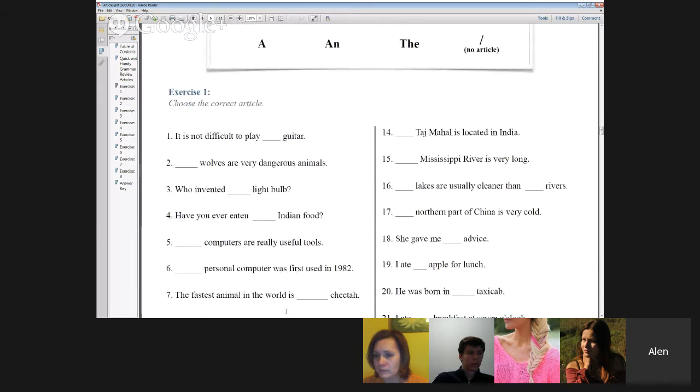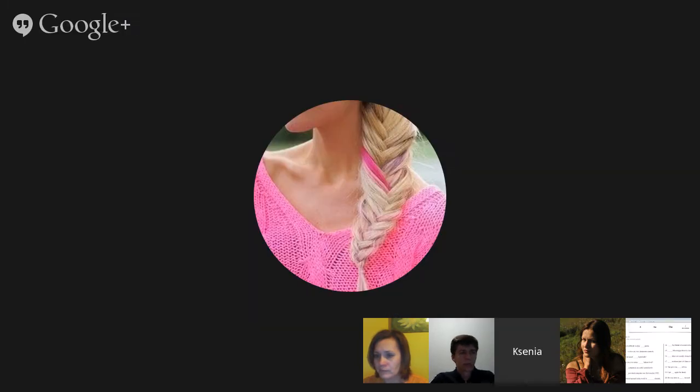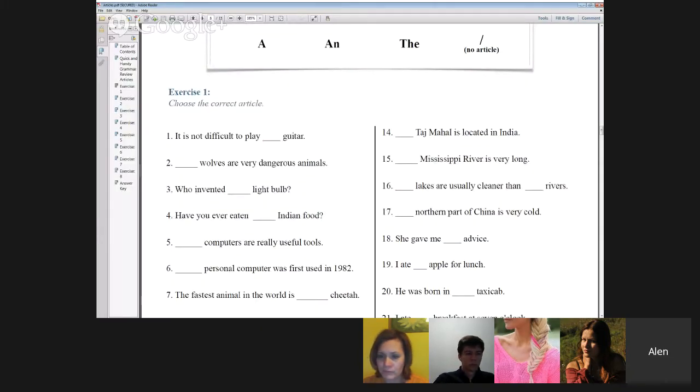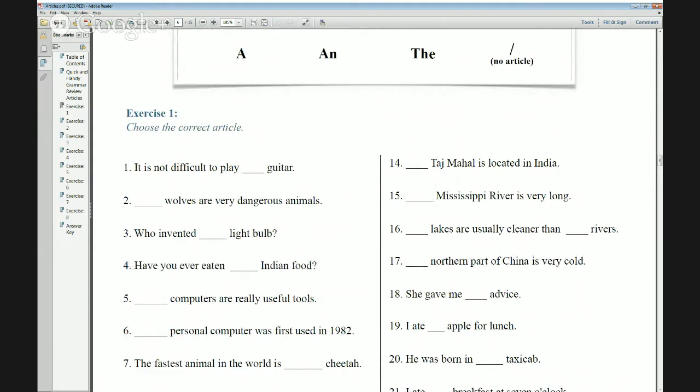The Taj Mahal is located in India. Do we agree? Yes. The Taj Mahal. It's a big building, used to be a mosque, I believe. So it's the Taj Mahal. All right, number 15, Julia.